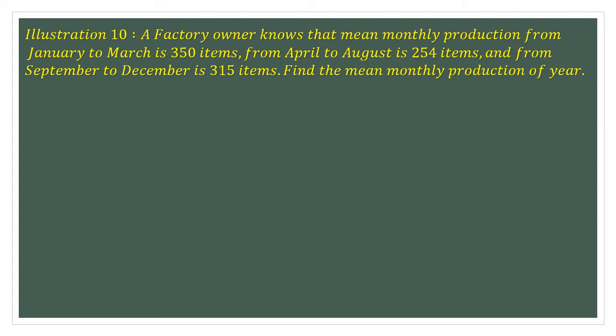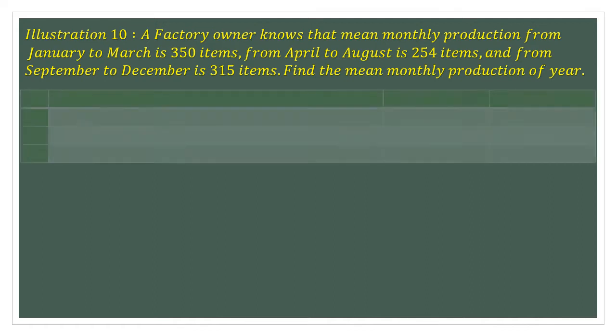That means we have been given data in 3 separate groups. We don't know individual production of January or September or April or August or anything. We just know that the average of the first group is 350 items, the average of the second group is 254 items, and the average of the third group is 315 items. Using this data, we have to calculate the monthly average of the whole year.